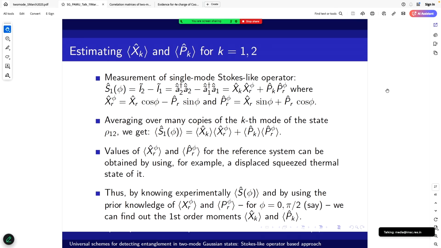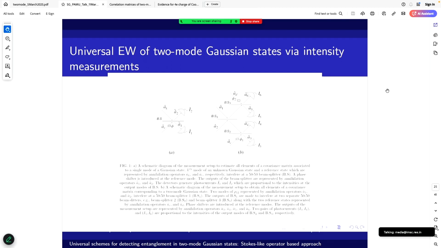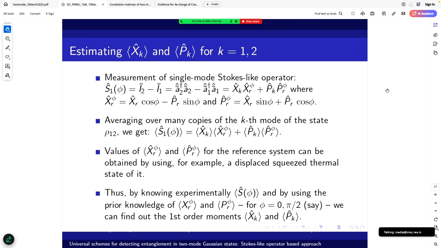These are called Stokes-like operators, from the intensity measurement. So, this is one Stokes-like operator S1 phi, which is I2 tilde minus I1 tilde, the first setup. You remember, this is what we have done for phi, and at the operator level this turns out to be xk for the kth mode, and xr phi. So, this is the rotated reference mode.